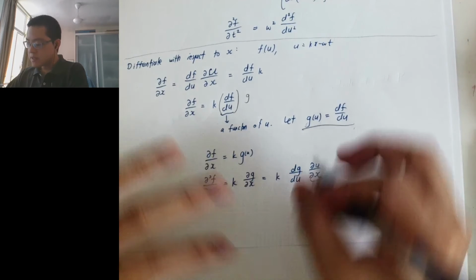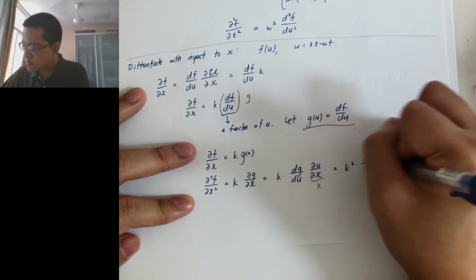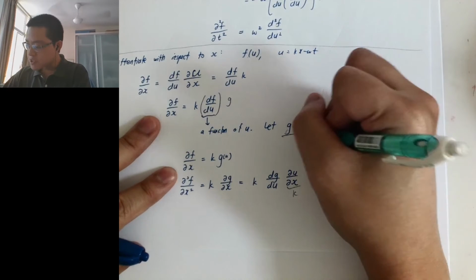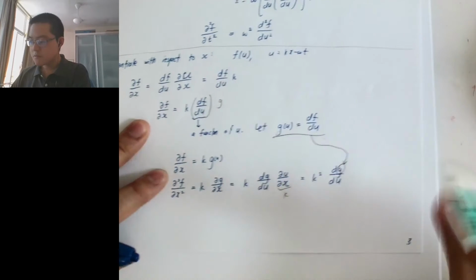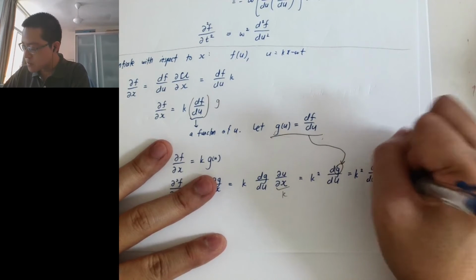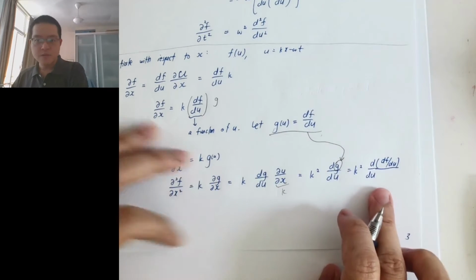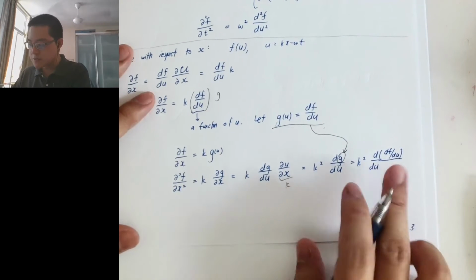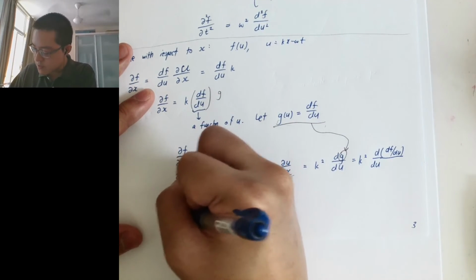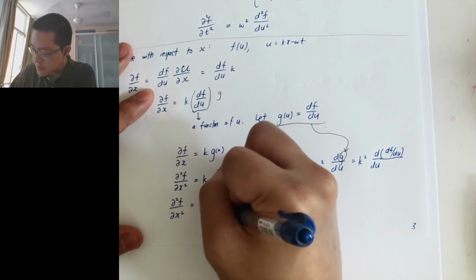So this is actually k squared dg du, right? And what is g? G itself is df du. So what I need to do is k squared d du, differentiating df du. So I'm actually differentiating this function with respect to u. So it's the second derivative. So partial squared f partial x squared is equal to k squared d2f du squared.